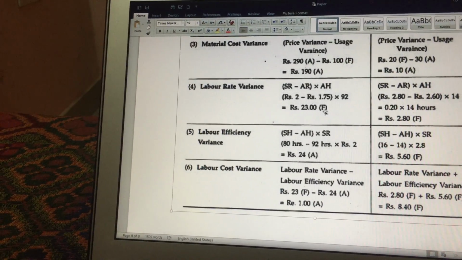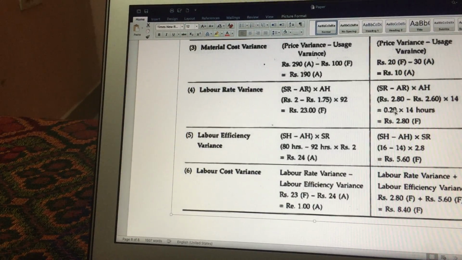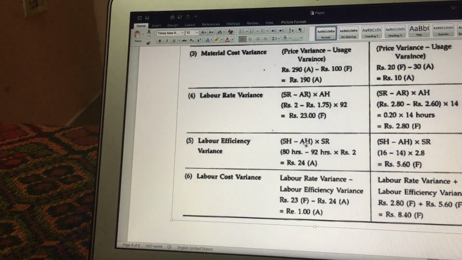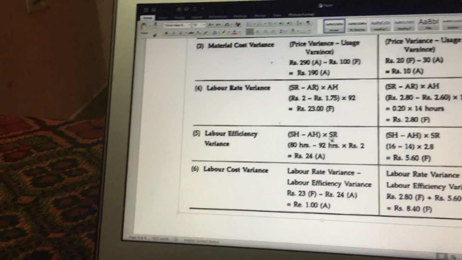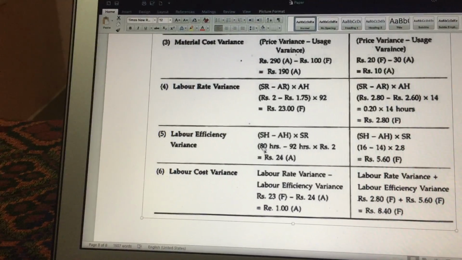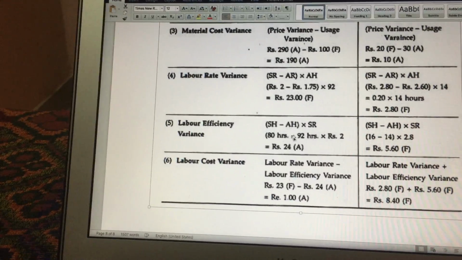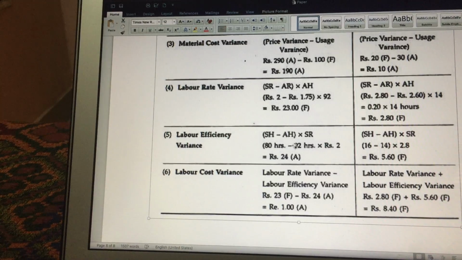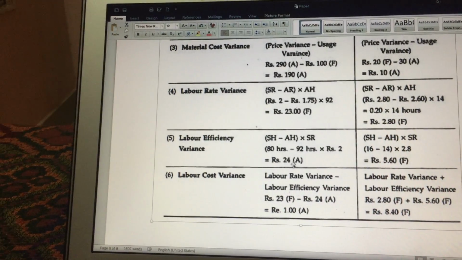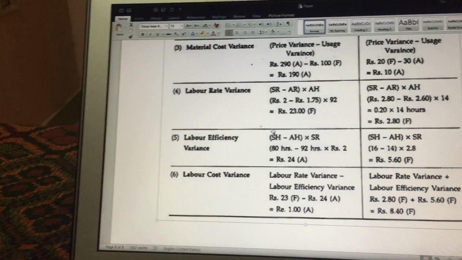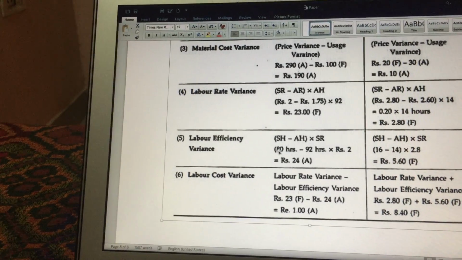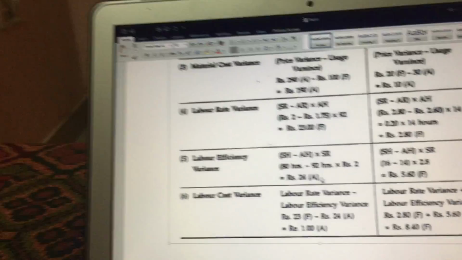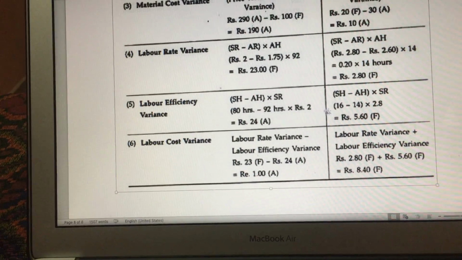This is favorable. Okay. So we will similarly calculate for B. The labor efficiency formula is standard hours minus actual hours into standard rate. So here you can see standard hours is 80 hours, actual hours is 92 hours, meaning we have set a standard that the labor will use 80 hours, but the labor has used 92 hours. So the answer is adverse, because the actual hours are more than what we have set as standard. That is why 80 minus 92 into 2 will give you 24 as an adverse labor efficiency variance. Okay. Similarly, we will calculate for B.